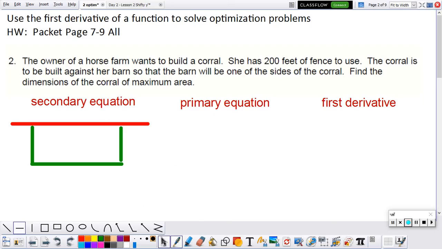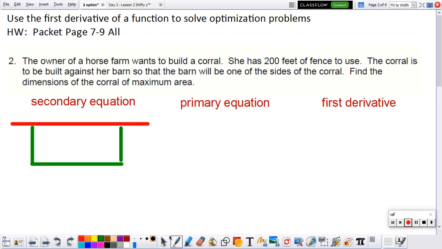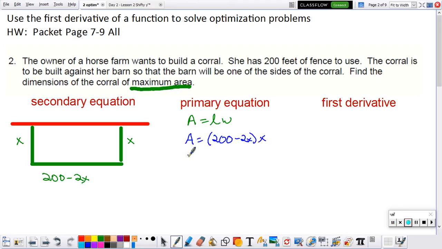So what we're going to do is, because we want to find the maximum area, we know that our primary equation is going to be an area equation. And because it's a rectangle, we know it's just going to be area equals length times width. All right, so here we go. I'm going to make this side x and this side x. And now I have 200 feet of fence to use, so this last length is just going to be 200 minus 2x, because I've already taken off 2. So now I'm going to plug these guys in. So I've got area equals, distribute the x.